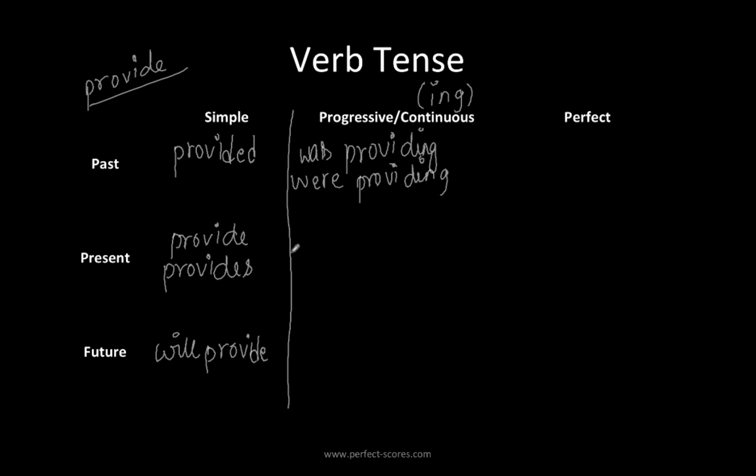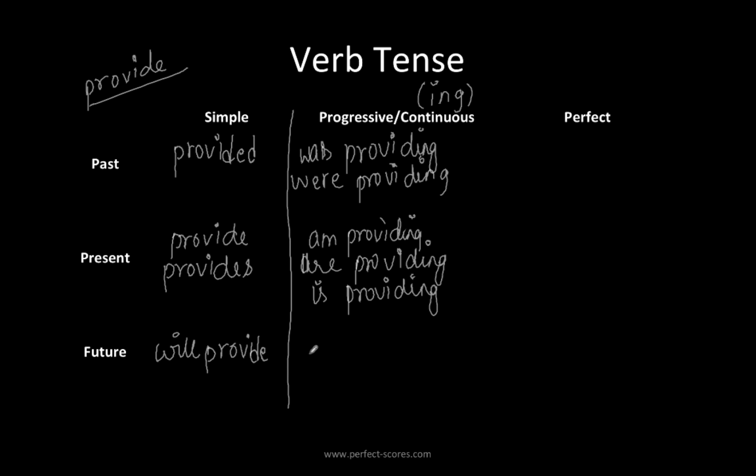For the present progressive or present continuous, you can use variations like I am providing, or they are providing, we are providing, you are providing. And for singular subjects, you can use she is providing, the person is providing, he is providing, the man is providing. For future, again, all you need to do is add will, add be, and add providing. For all, I will be providing, she will be providing, you will be providing, they will be providing. So that is the progressive or the continuous.